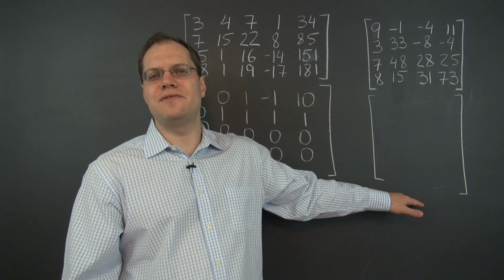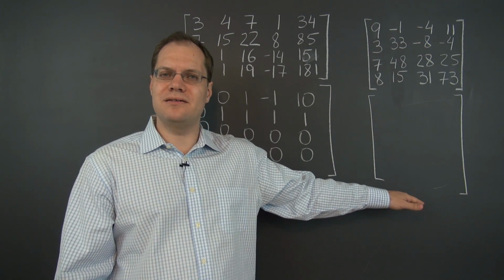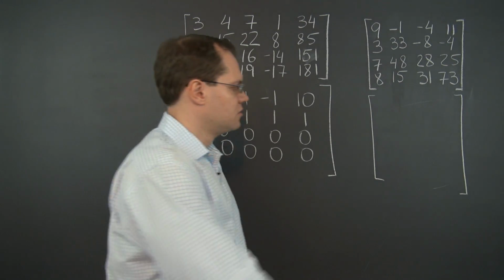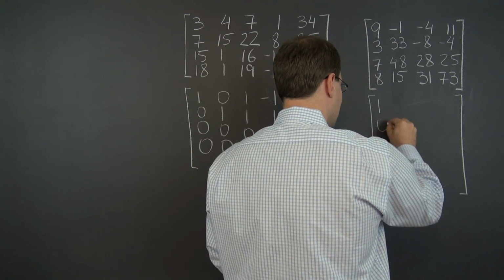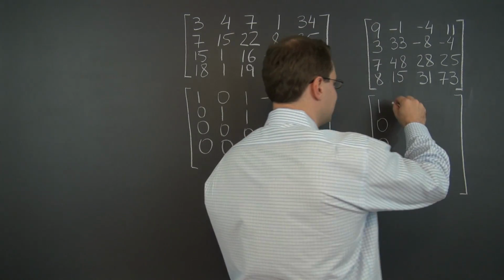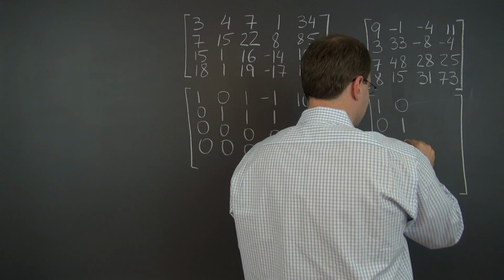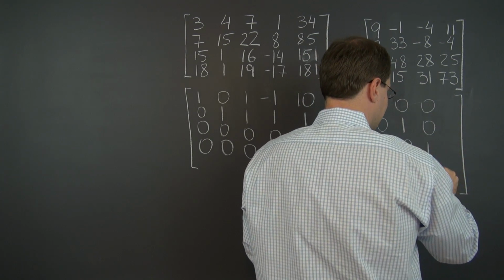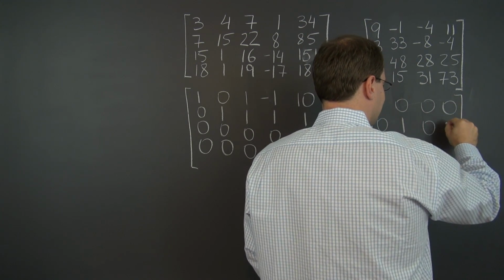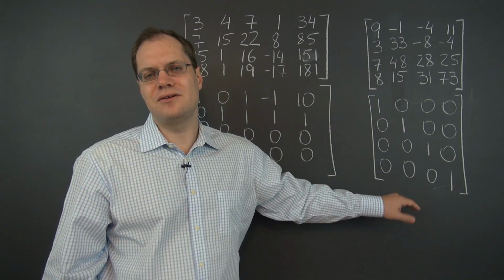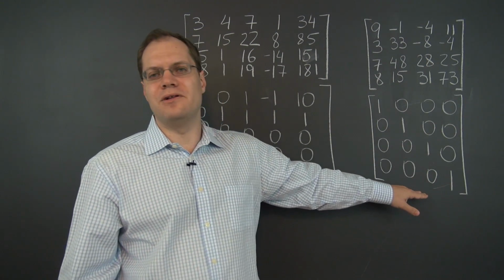So since the columns of this matrix are linearly independent, they will all be pivot columns in the row-reduced echelon form. So the first column, after all the hard work that we're skipping right now, will look like this. The second column will look like this. The third column will look like this. And the final column will look like this. So they're all pivot columns. All of the columns will have this familiar form.